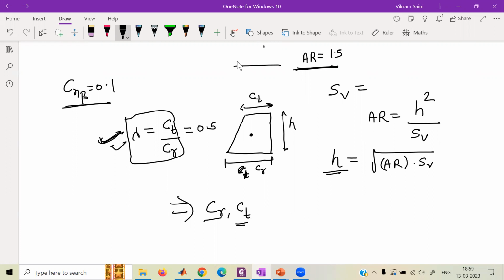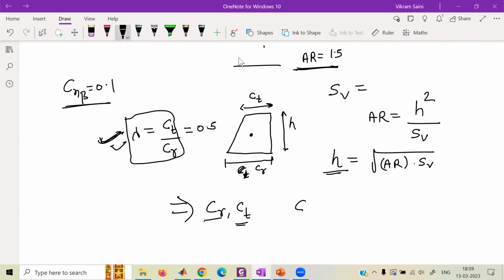We can do it by simultaneous equation. Please tell me what is the answer for CR. So we have the ratio, and we can use the SV equation, area equal to the same trapezium formula, in which CR and CT will be included, and then by solving both equations, we can get that.